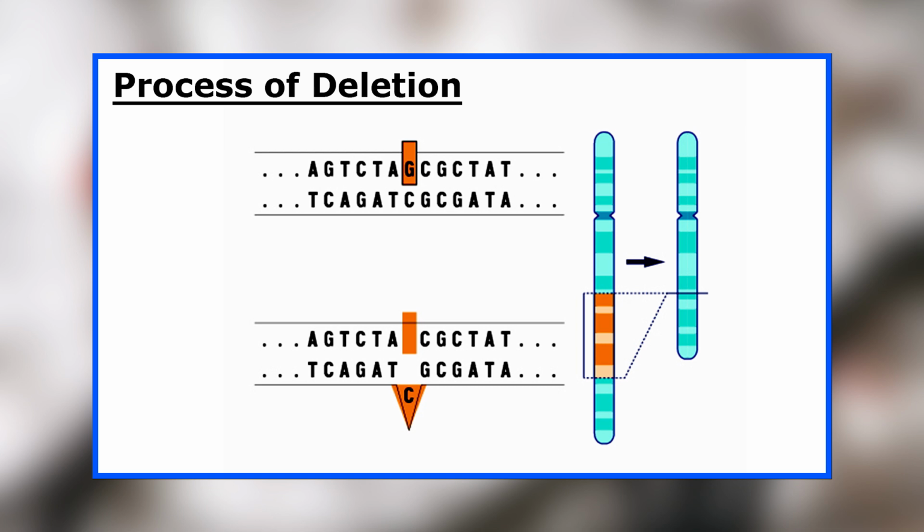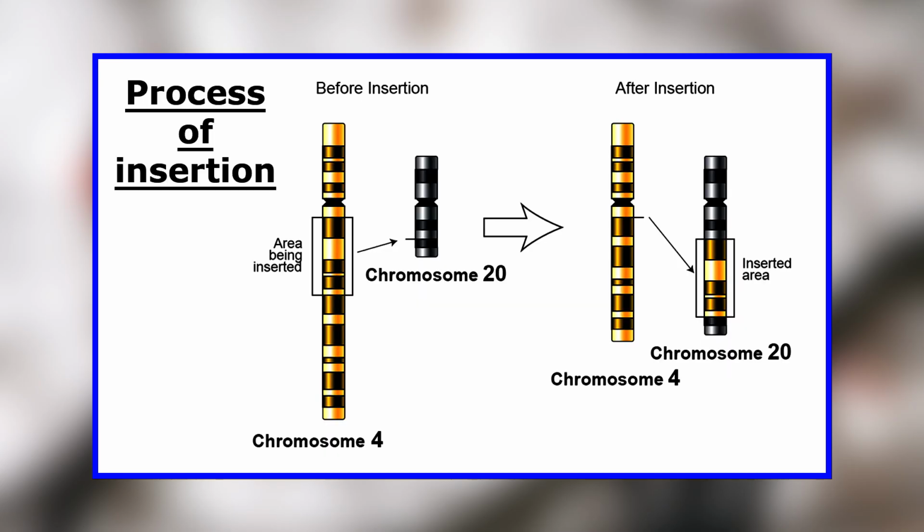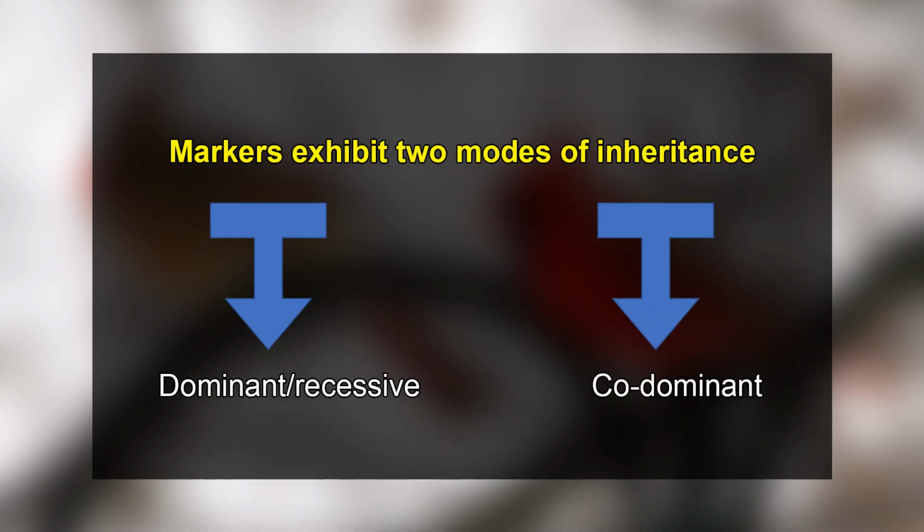Number two is the molecular markers. Molecular markers detect variation at the DNA level, such as nucleotide change, that is deletion, duplication, inversion, or insertion. Markers can exhibit two modes of inheritance, that's dominant, recessive, or codominant. If the genetic pattern of homozygotes can be distinguished from that of heterozygotes, then a marker is said to be codominant. Generally, codominant markers are more informative than the dominant markers.